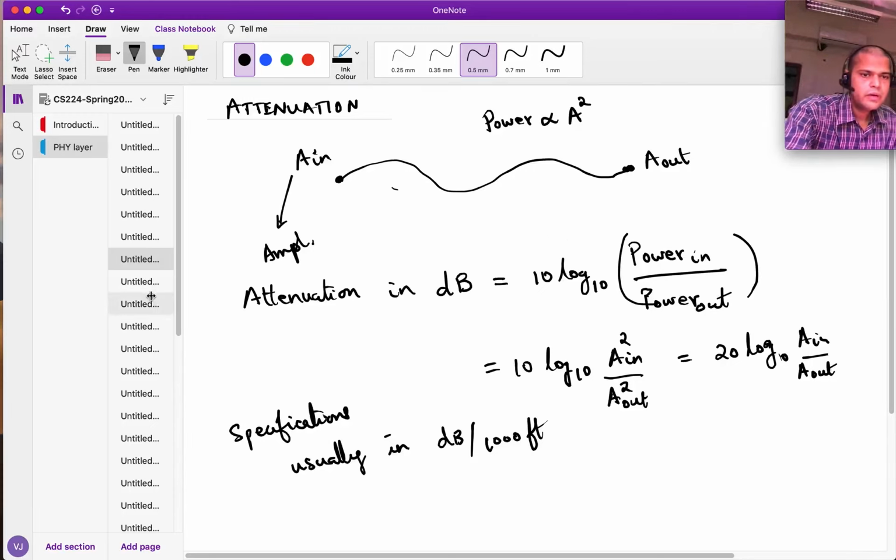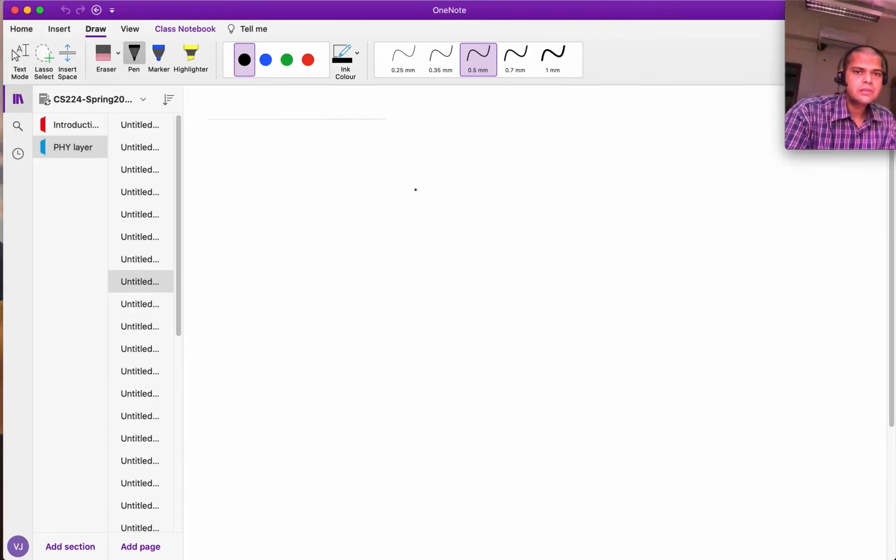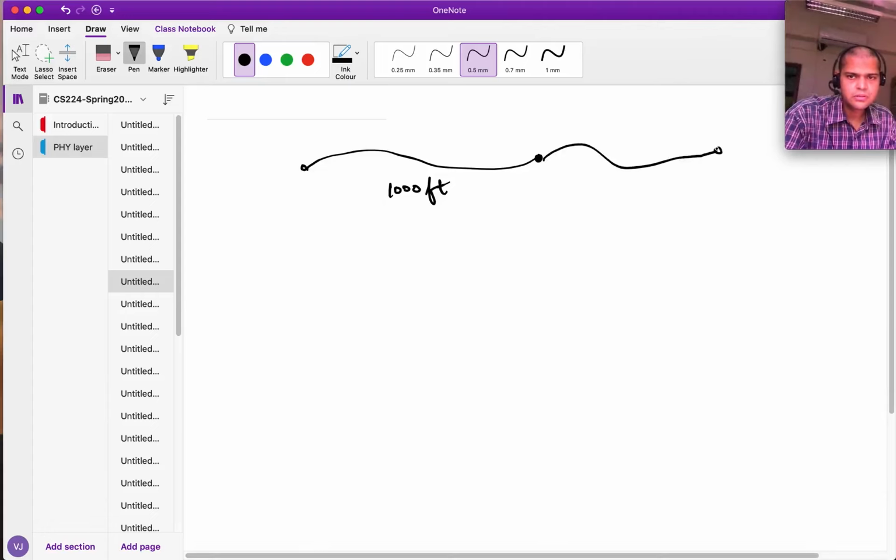So what if you have two cables, let's say 1000 feet each, and you connect them together? Okay, so what if you have a cable, let's say of 2000 feet?